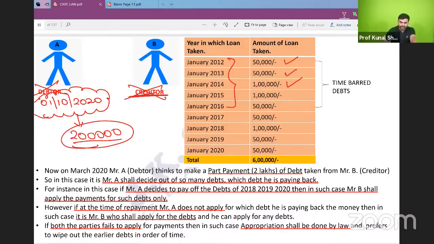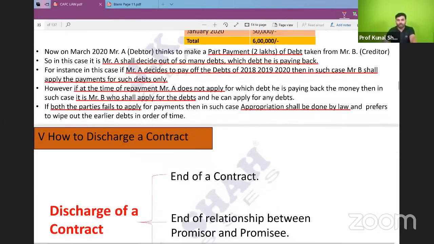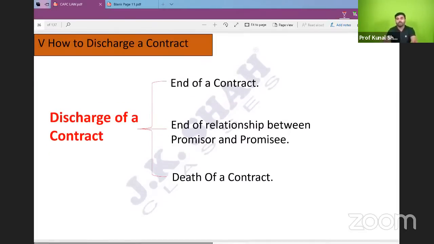So friends, with this, we have completed our Roman number 4, which talked about how to perform a contract. Now friends, let us go on to the last part, that is Roman number 5, which talks about how to discharge a contract.